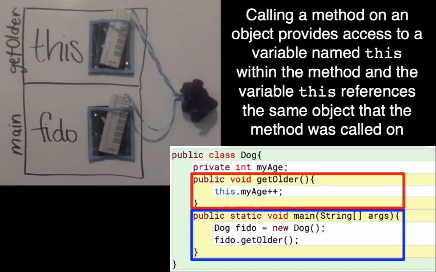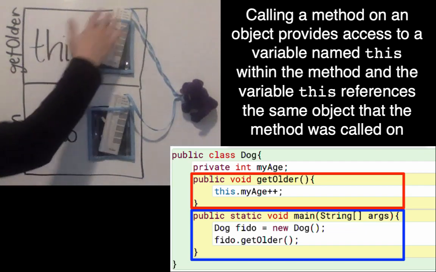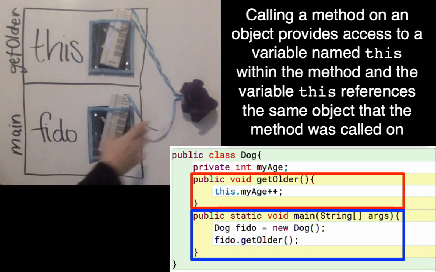I'll point out one more thing. Inside the getOlder method, we cannot access the variable fido. These are different methods, and so different stack frames, so they each have their own set of local variables. So inside the getOlder method, I'm not able to access the variable fido. That's why I needed Java to create this variable for me. It chose to name it this, and that variable allows me to reference the same object that the method was called on.